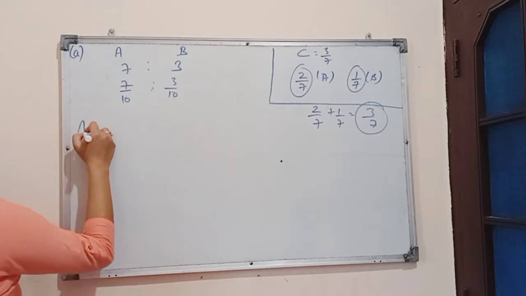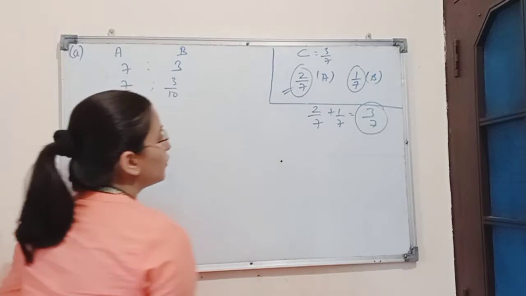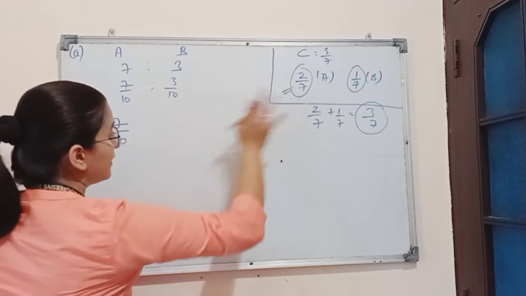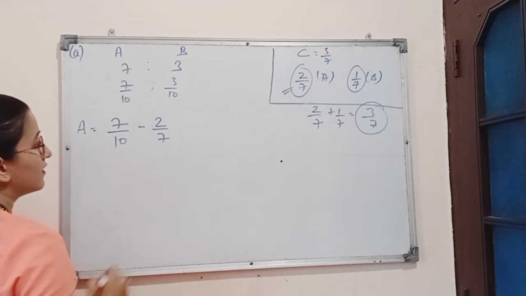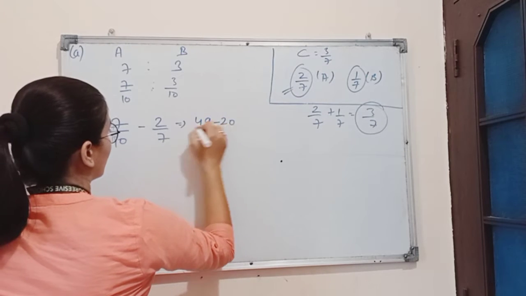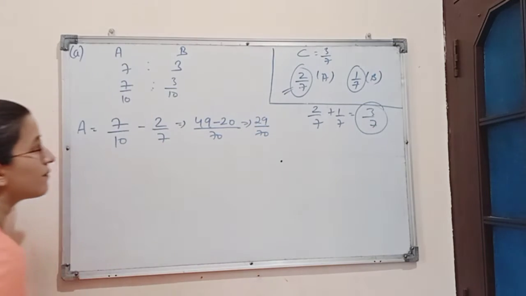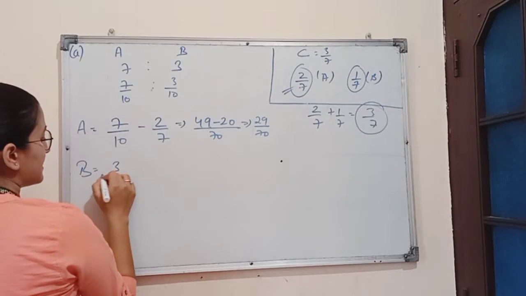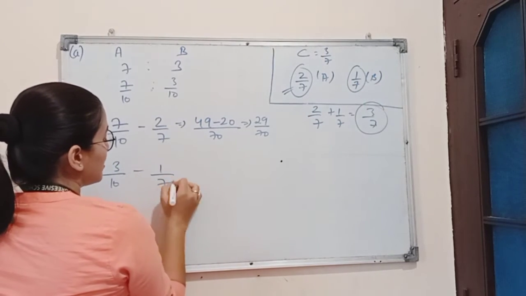Now, we know A's old share is 7/10, out of which 2/7 has been surrendered to C. If C is acquiring 2/7 from A, that means A will be surrendering 2/7 share of his profit to C. So by solving this, we will get 29/70 remaining share of A. Remaining share of B will be, old share of B is 3/10 and B is surrendering 1/7 share to C.